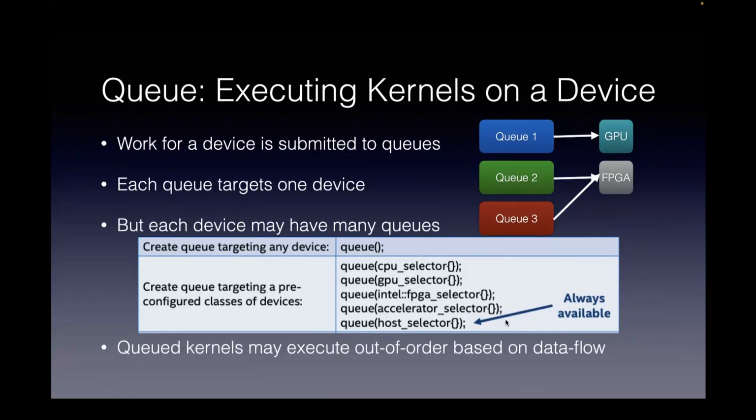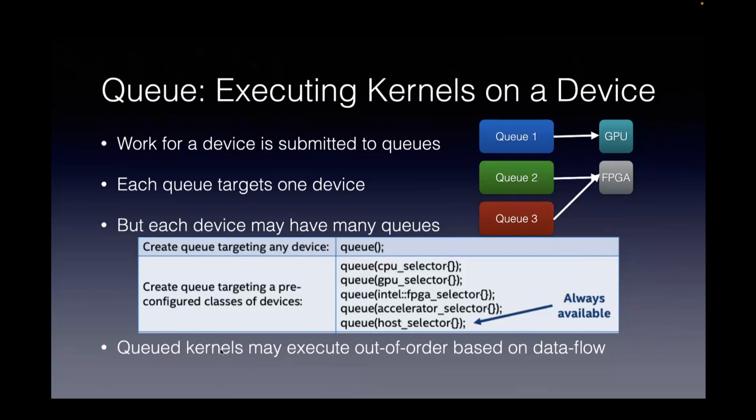And the idea with the queues is that once you submit a kernel to a particular queue, multiple kernels can be submitted to queues, and the kernels can execute in any order. So you don't really have control over what order the kernels are executed in the queue. In some ways, you don't want to have control, because you want the device to be able to figure out which kernels are ready to execute and execute them as and when they're ready, based on data flow.